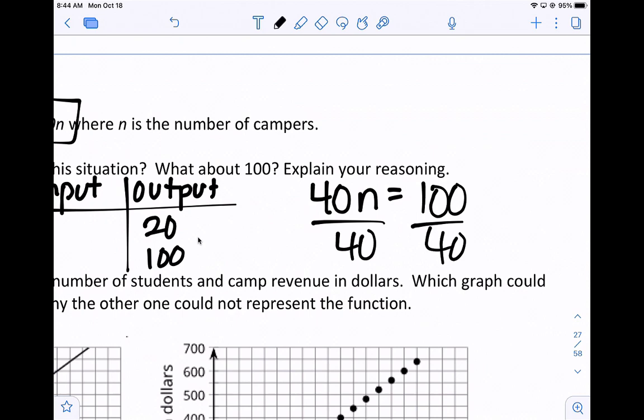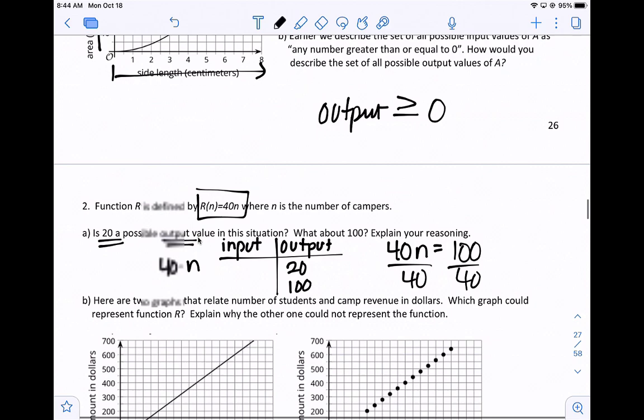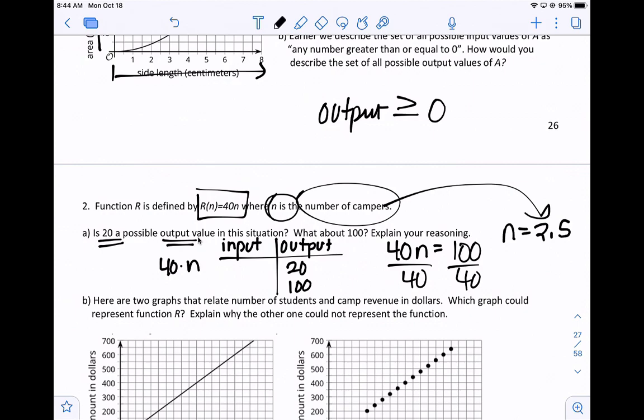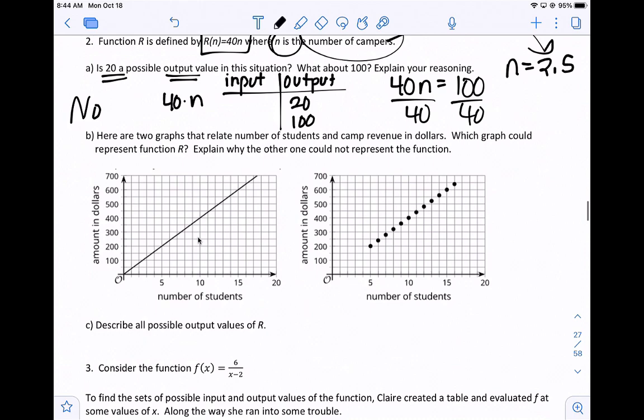So we could say that no, you can't have that, the number of campers would be 2.5. And the number of campers cannot be a decimal. So you say no. Here are two graphs that relate number of students and camp revenue in dollars. Which graph could represent function R? Explain which one could not represent the function.